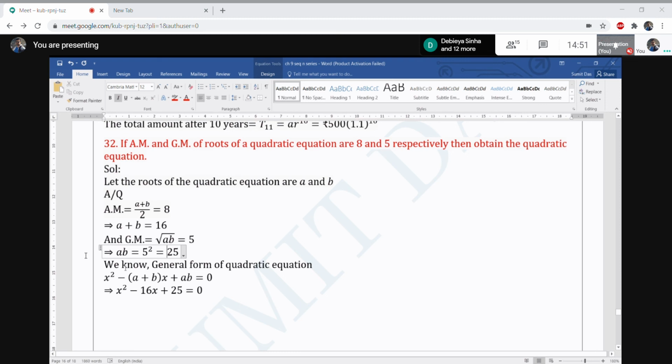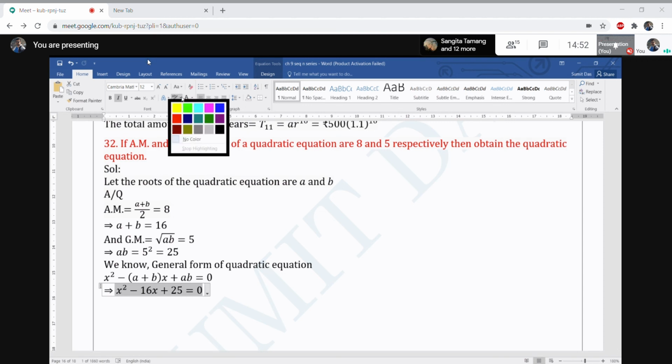Now we know the general form. I hope all of you know at least the general form of a quadratic equation. You already passed class 10. The general form of a quadratic equation is that if a and b are the two roots, the equation will be x square minus (a plus b) x plus ab equal to 0. Sum of the roots here, plus product of the roots here, right? So the sum of the roots a plus b we got 16, and ab we got 25. So we are just putting the values. This is our required quadratic equation.